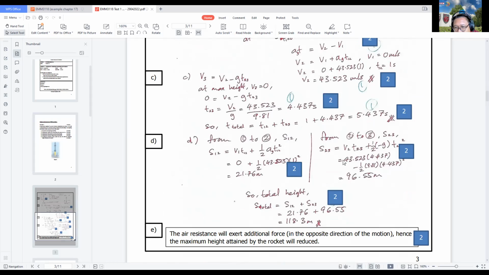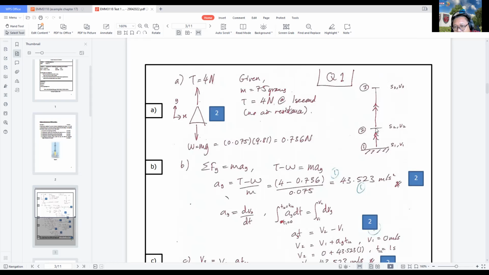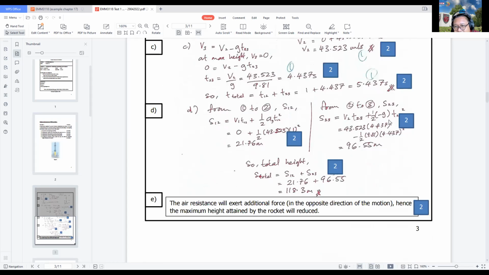So you can calculate that. We know V2, and you know the time from this point until this point up here. So you can then calculate all that, and that is equal to 96.55 meter.